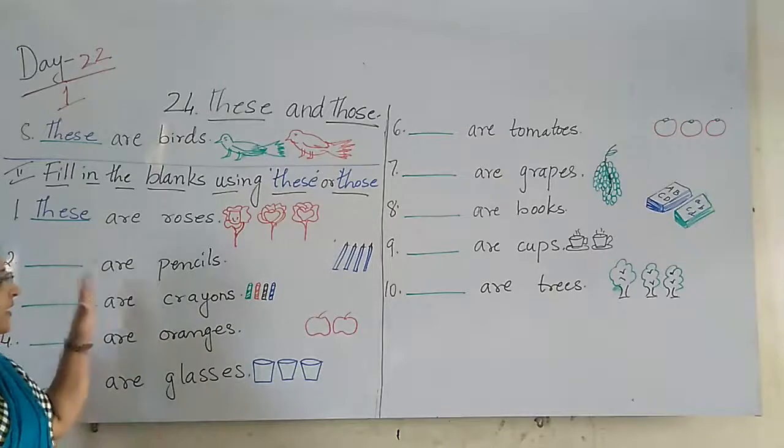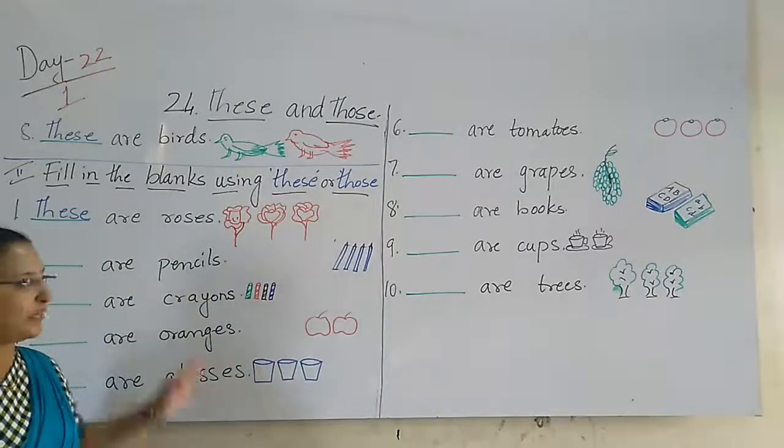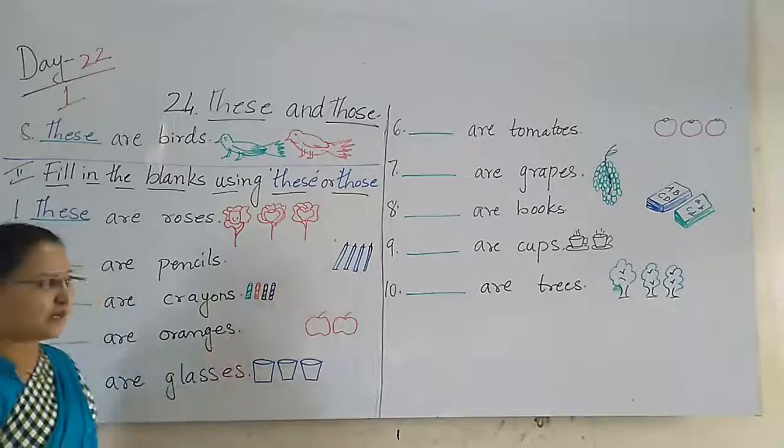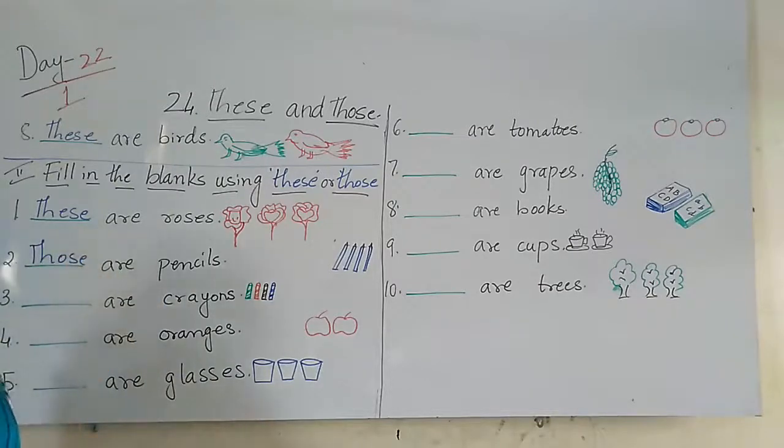Now next, dash are pencils. Here you can see the pencils are far away. Yes or no? The pencils are far away. So here we write those. Those are pencils.